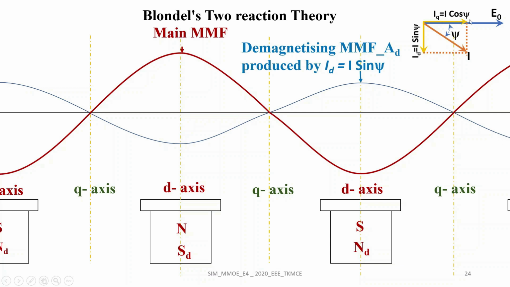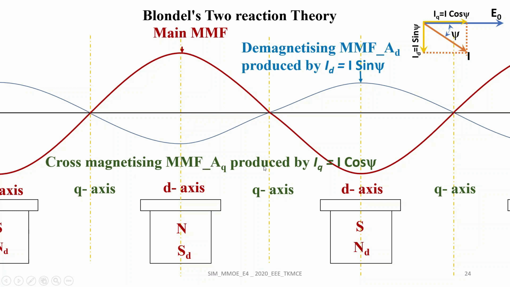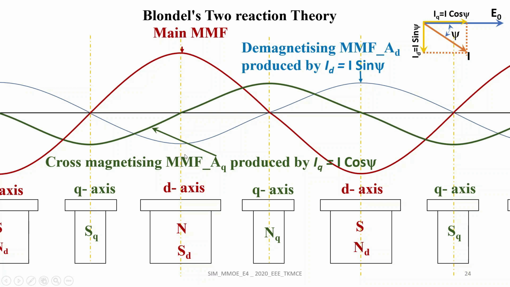The internal power factor of operation considering IQ and E0 is unity power factor. Under unity power factor, cross magnetization will come into the picture. Due to IQ, that is I cos psi, a cross magnetizing MMF is generated. This cross magnetizing MMF, that is AQ, is assumed to be generated by means of fictitious poles NQ and SQ, which lie along the quadrature axis. So this is the cross magnetizing MMF produced by I cos psi. At any instant, the net flux is the sum of the main MMF, demagnetizing MMF, and cross magnetizing MMF.